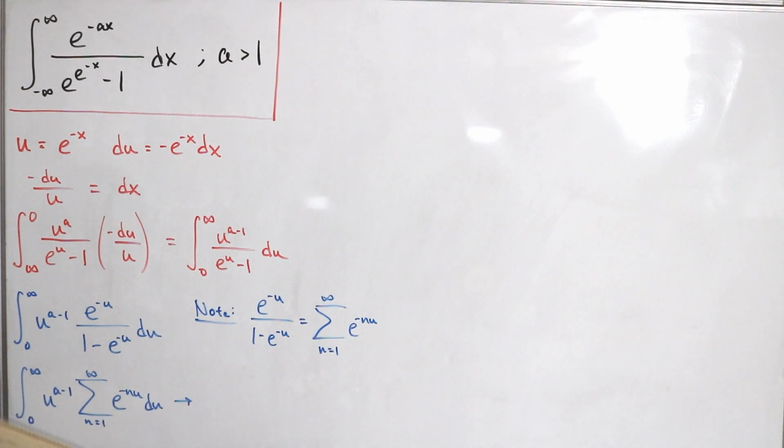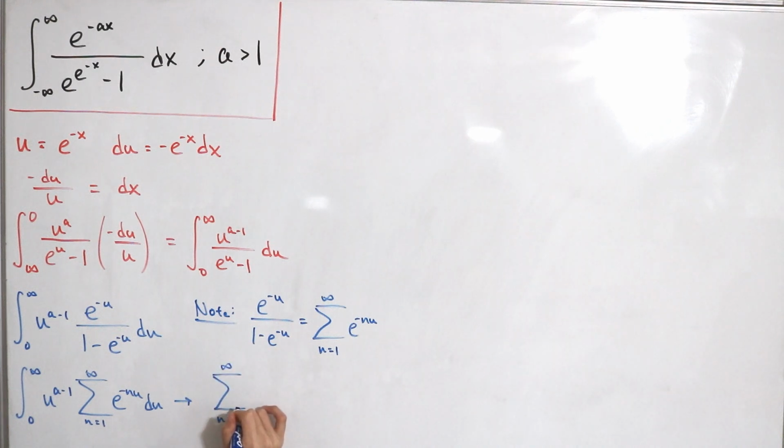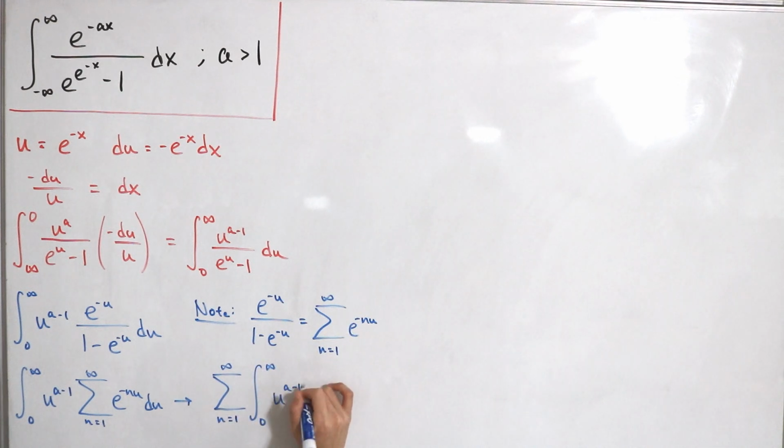We can move that outside even further, as mentioned, through convergence, so the summation symbol can come out. And so we have the infinite sum from n equals 1 to infinity, and then this is going to be the integral from 0 to infinity of u to the power a subtract 1 multiplied by e to the negative n times u du.